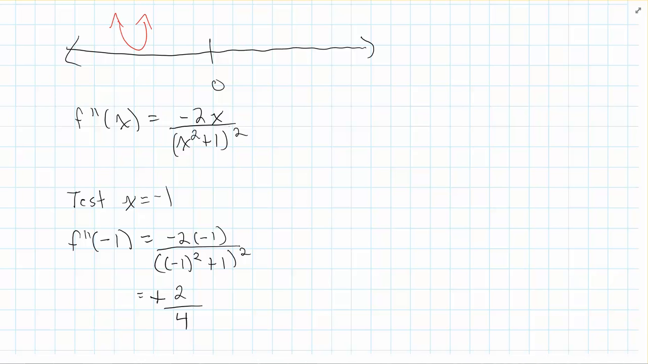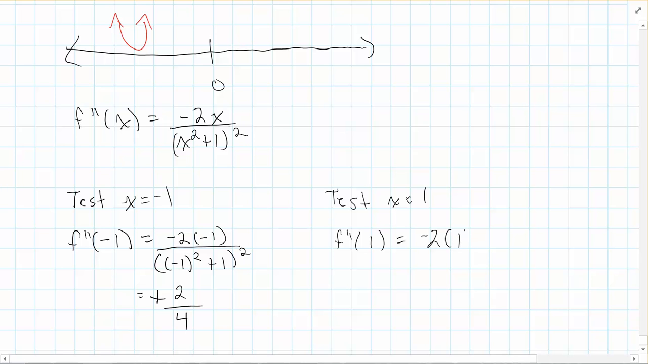And then we do the same thing here, and I would probably just maybe test x equals 1. So f double prime at 1 is equal to negative 2. Now I was about to write negative again. Negative 2 times 1 over 1 squared plus 1 quantity squared, which would be negative 2 over 4. And again, the key thing here is the fact that I have a negative. So that means I am concave down.